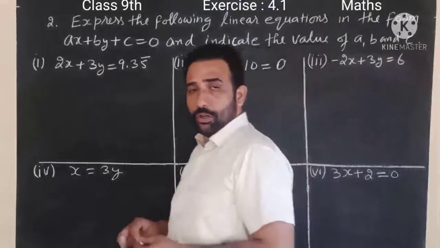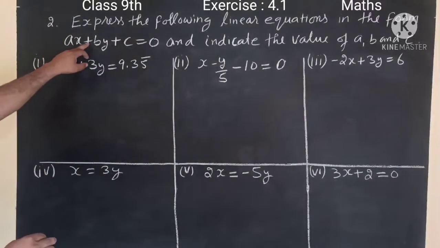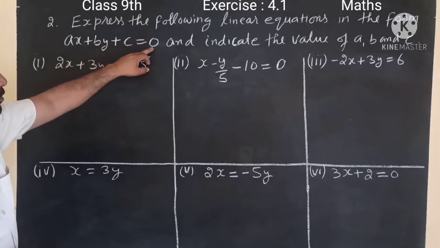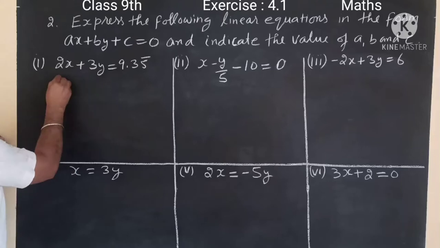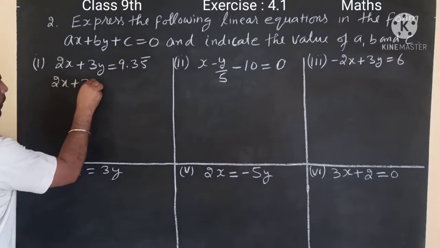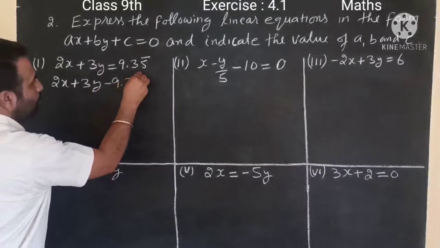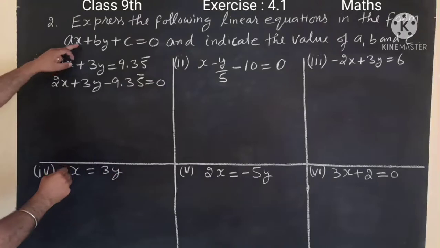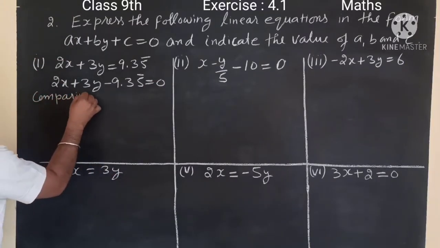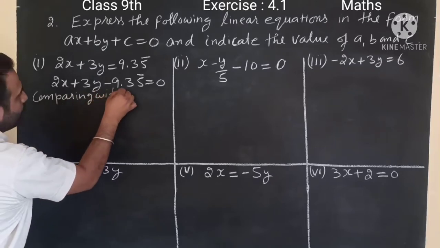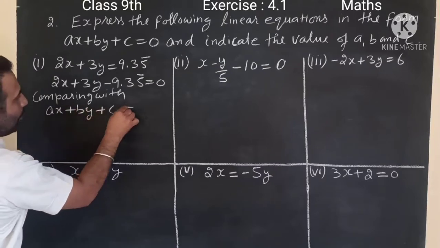Okay, so first of all, what is a general term? That is ax plus by plus c equal to 0. First of all we will make them equal to 0. So 2x plus 3y, this number will come this side and the sign will be changed, positive to negative. Okay, so now comparing with ax plus by plus c equal to 0.